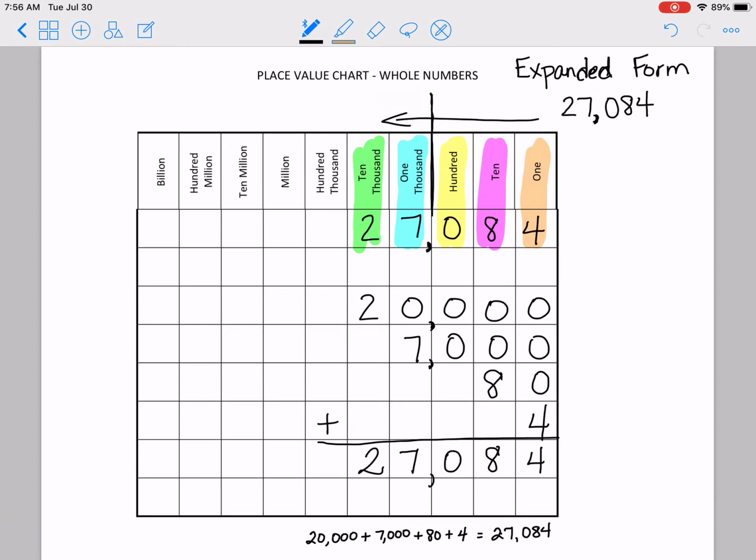So if you're struggling on what place value the digits are in as you're writing it in expanded form, a strategy you can use is to plug the digits into a place value chart to help you write the number correctly in expanded form.